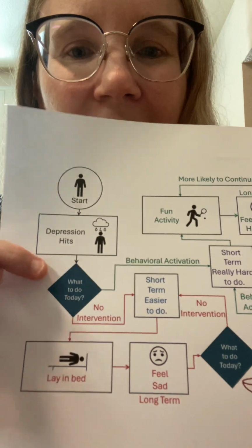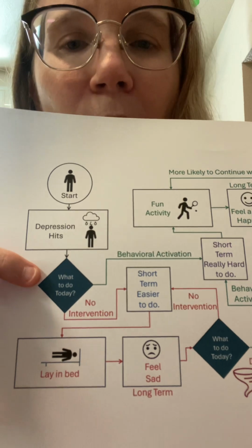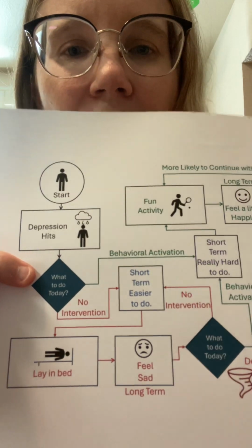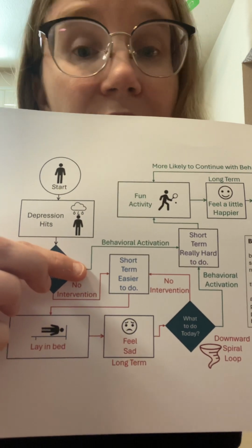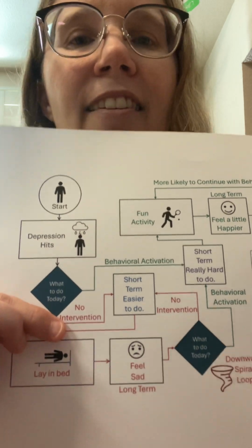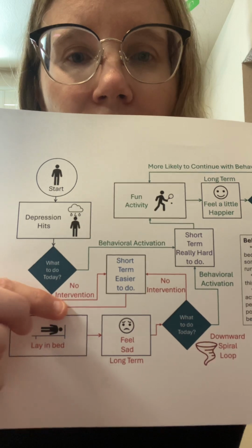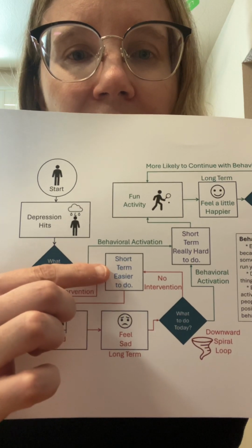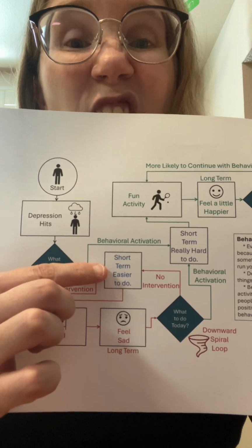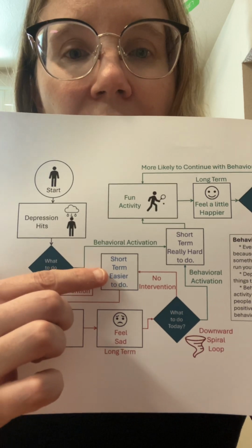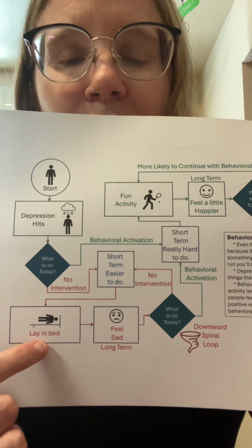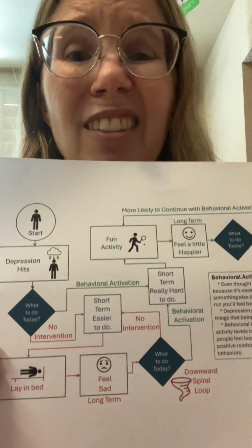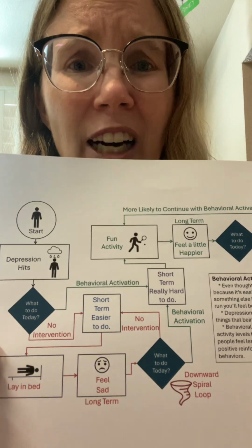And then you come down here and it's, well, what am I going to do today? And you've got two options. You can either do the no intervention option or you can do the behavioral activation option. So let's first look at the no intervention option. You follow the little arrow to here, and this is the short term, easier to do with no intervention. And then you come down here, you go over here, and you lay in bed because you just don't want to do anything because you're feeling depressed.